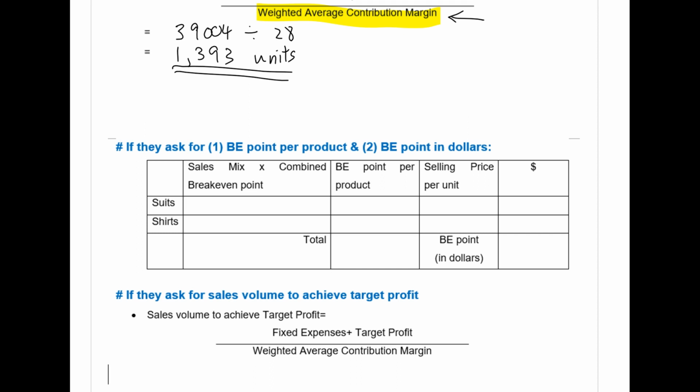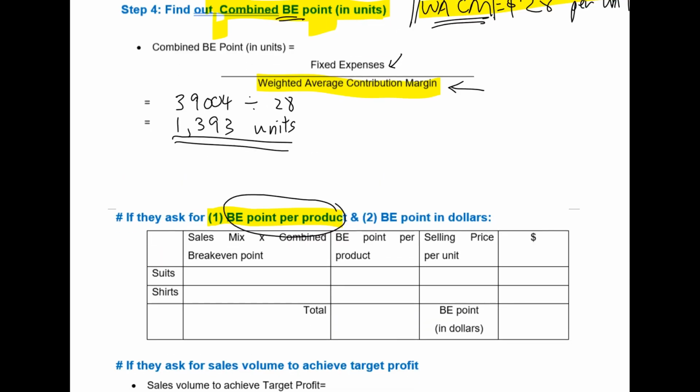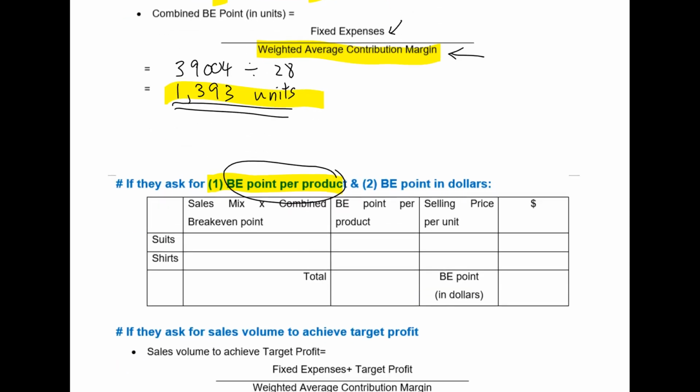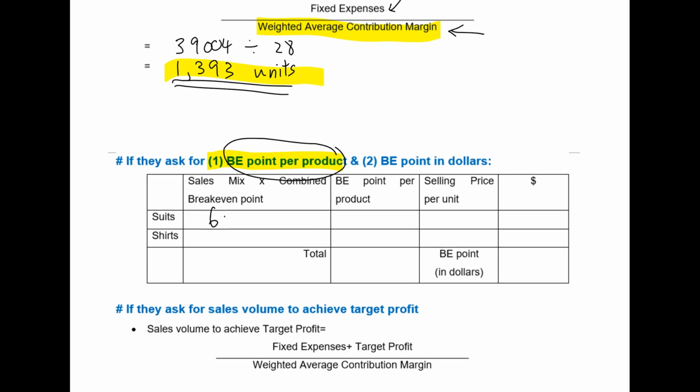If the question asks you for the break-even point for each product, and they don't want the combined break-even point, it's very simple. You use your sales mix times your combined break-even point. Your combined break-even point is 1,393. Your sales mix for suits is 60%, so 60% times 1,393 gives you the break-even point for suits, and 40% times 1,393 gives you the break-even point for shirts.